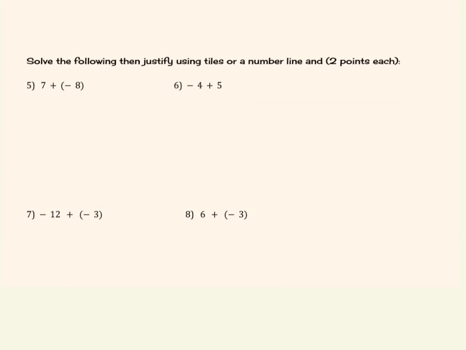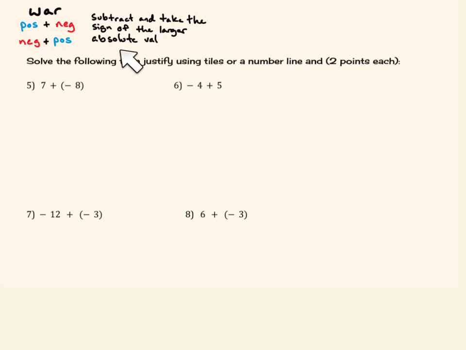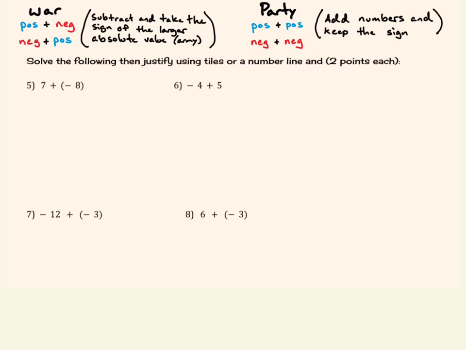Now we're going to go on to adding integers. So solve the following, then justify using tiles or number line. They're 2 points each. So when we talk about adding integers, we're talking about a war. If it's a positive and negative number, or a negative and positive number, they're opposite signs. We're actually going to subtract and take the sign of the larger absolute value, or the larger army, we say. If it's a party, it's a positive and a positive, a negative and a negative, they're the same sign. We can add the numbers together and keep the sign.